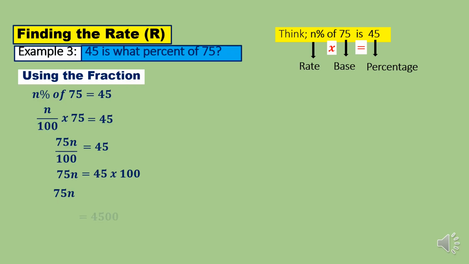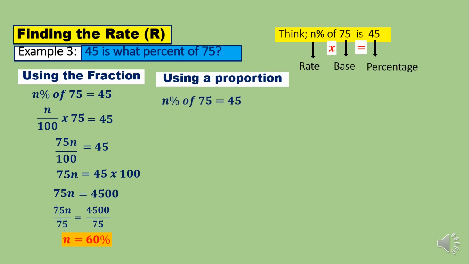Then 75n equals 45 times 100 is 4,500. Then, dinivide natin ito sa parehong 75. Then, 4,500 divided by 75 equals 60. In percent, that is 60%.